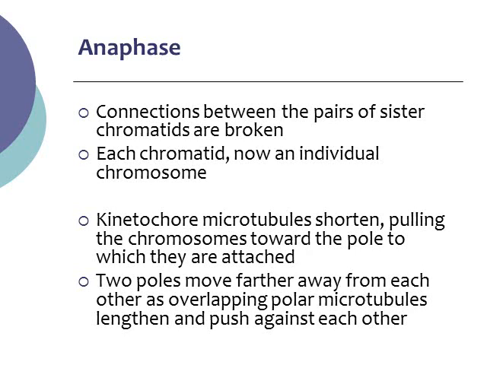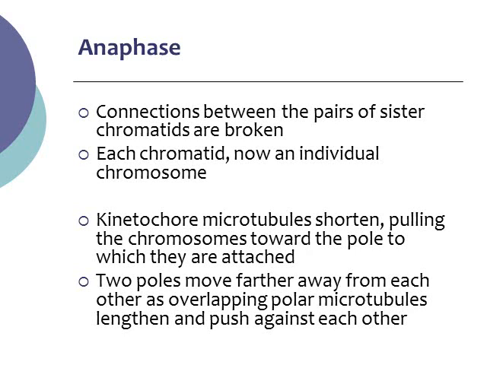So this is where connections between your pairs of sister chromatids is broken. So this is where your chromosomes are being pulled apart from each other. Once those 2 sister chromatids are no longer attached, they are now considered individual chromosomes. So now we have double the amount of chromosomes because they're no longer attached to each other.